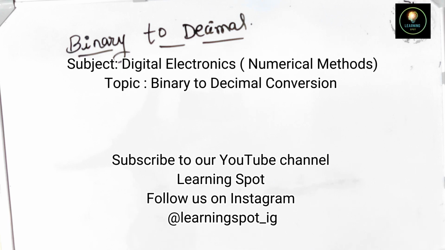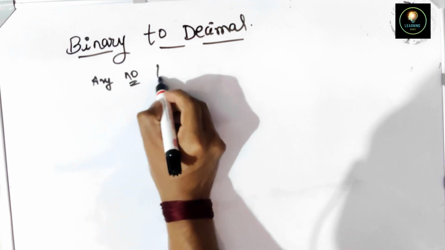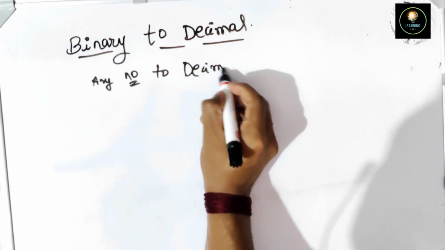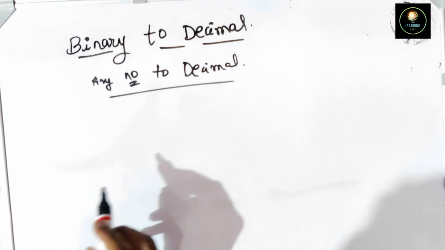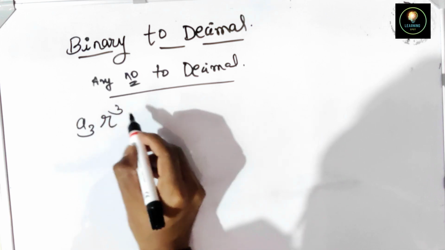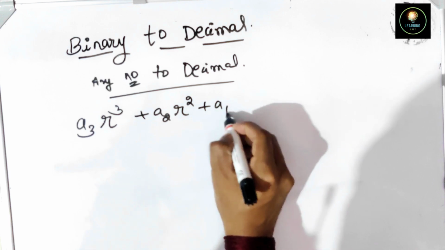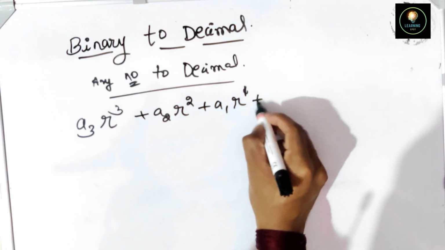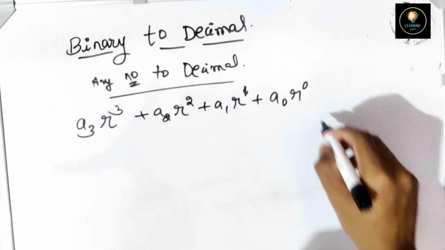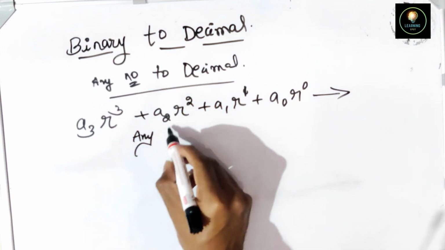In this video we are going to discuss binary to decimal conversion. First we will discuss converting any number to decimal. There is a general formula for this. Any number is of the form a3 r cube plus a2 r square plus a1 r to the power of 1 plus a0 r to the power of 0, which should be converted. This is for any number system.